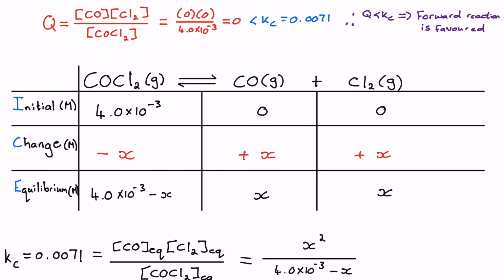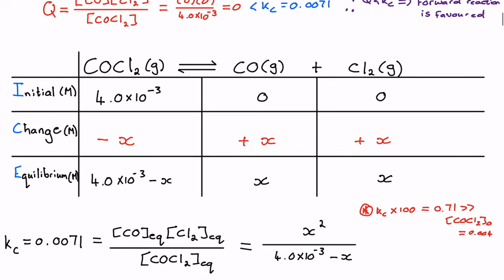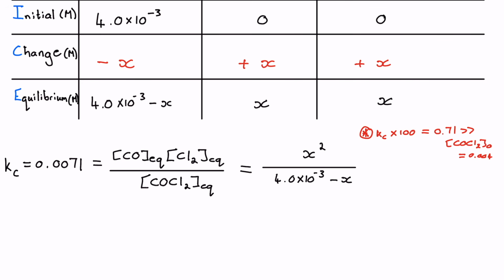Now let's quickly check if we can do the approximation. So Kc times 100 is equal to 0.71, but 0.71 is still much larger than our initial CoCl2 concentration, right, which is 0.004. So that means we cannot make the approximation. This x here, minus x, is indeed significant, so we need to carry it throughout our calculation. So let's just continue on with that.